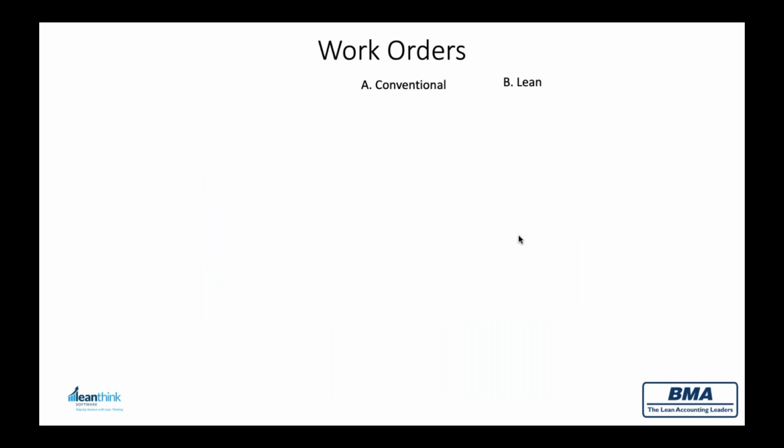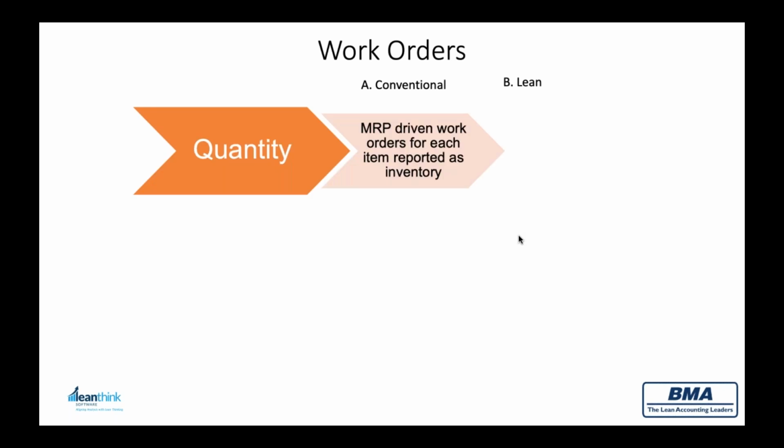The final step is work orders, which is a lot of the transaction processing. So again, the quantity of work orders. In a conventional manufacturing facility, this is MRP driven. MRP creates the work orders. They try to batch the items, and every item that's reported as inventory at any point in time needs to have a work order.